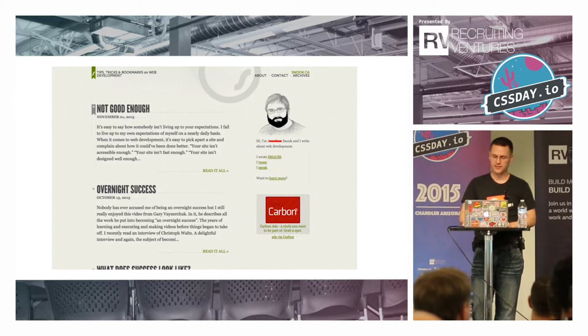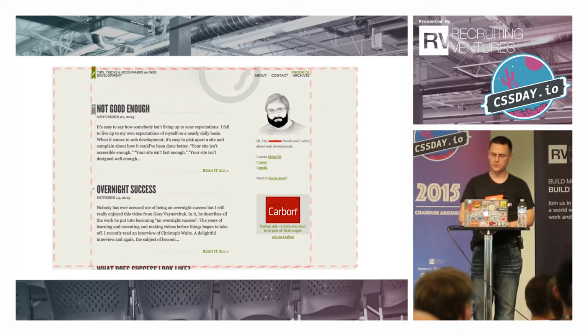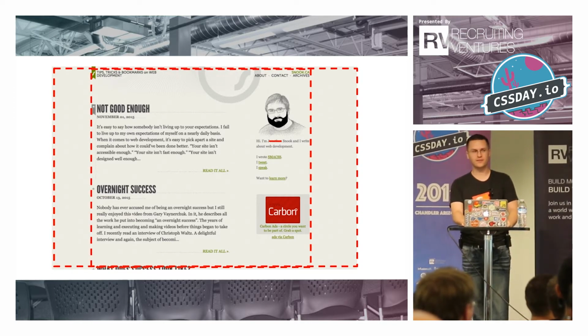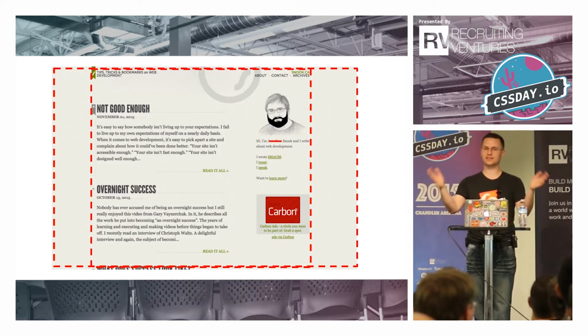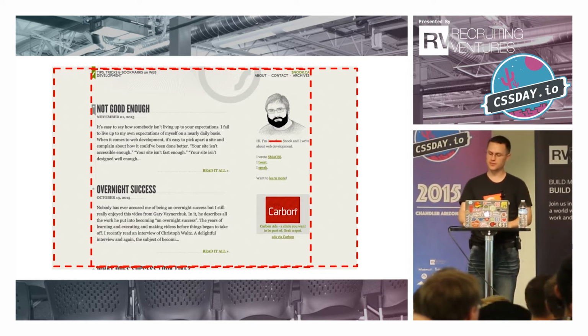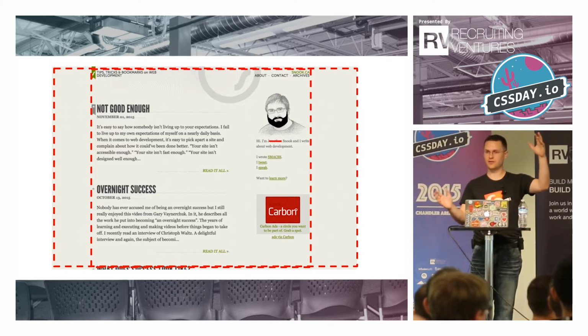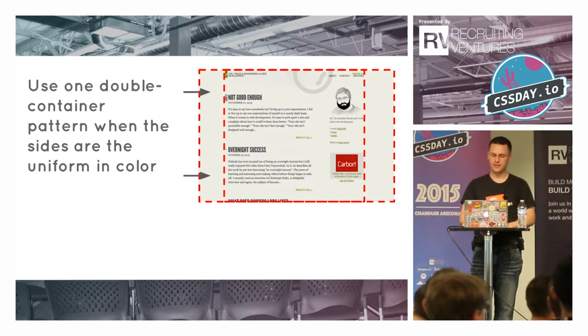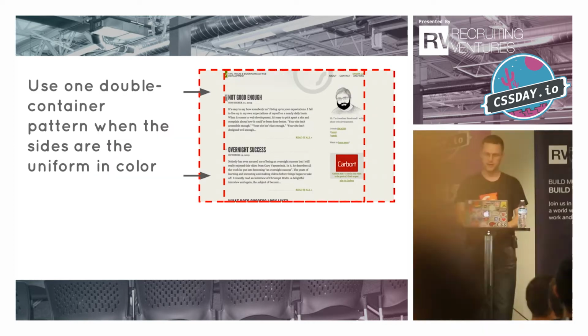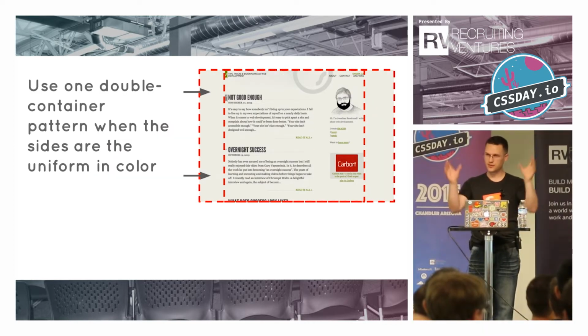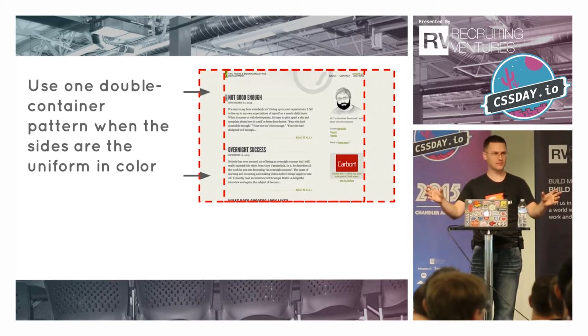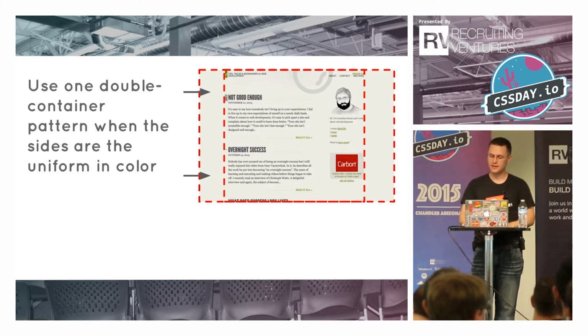It turns out that this particular website was also developed with a double container pattern. In fact, most websites that have a centered website context are developed with this pattern. In most cases, the double container pattern is one big container for the whole website, and that really works out really well when the sides, the curtains, if you will, if you're talking TV lingo, are one uniform color or design. So that works out really well for a site like this.